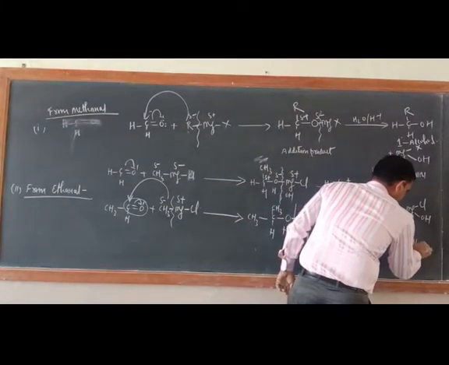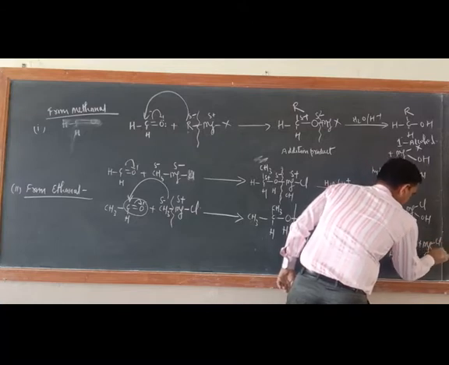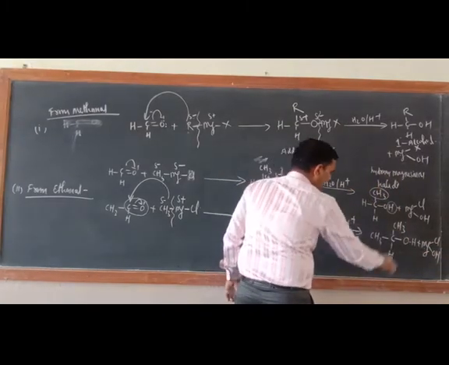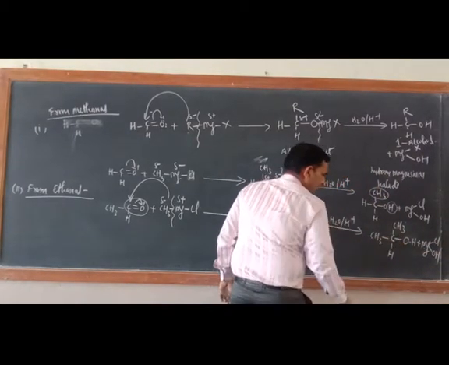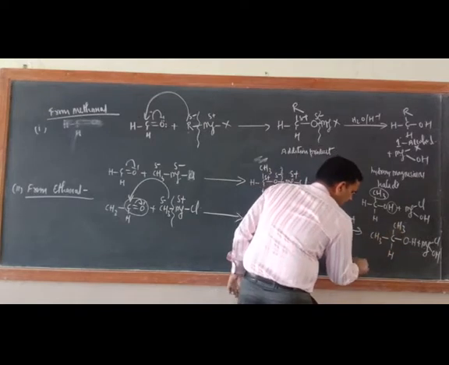So here H, here H plus Mg, here Cl, and here OH. So hydroxy magnesium chloride. And what is this one? This is 2 degree alcohol. What is this one? 2 degree isopropyl alcohol.